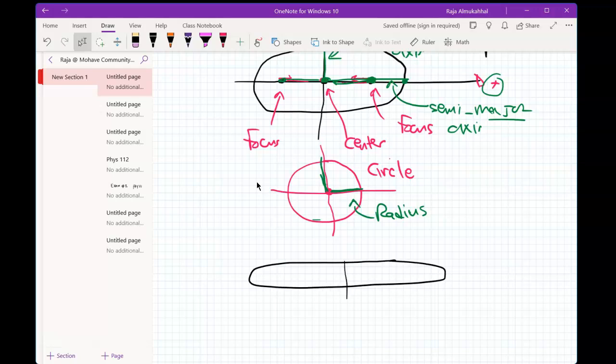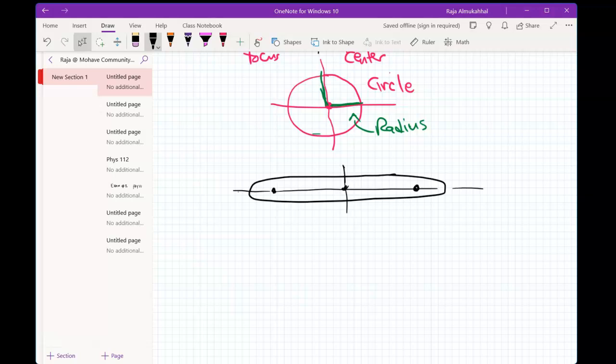So where this is the center, and now the two foci are here. You see what I'm saying? So it becomes more elongated. So we have a concept, or a parameter. We call it the eccentricity. This is important. The eccentricity E, or the Greek letter epsilon.